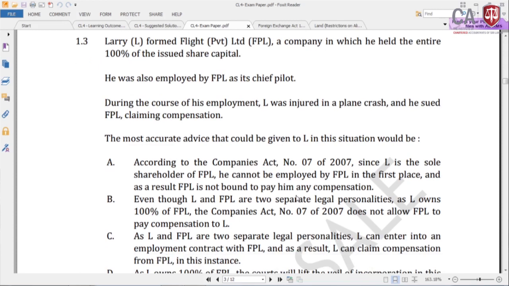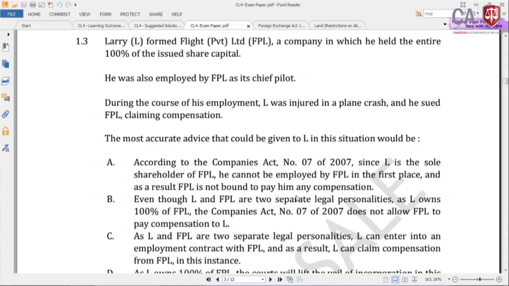Let's look at the third one. Larry formed Flight Private Limited, a company in which he held the entire 100% of the issued share capital. He was also employed by Flight Private Limited as its chief pilot. During the course of his employment, Larry was injured in a plane crash and he sued FPL, the company, claiming compensation. Is that proper or can it be done?